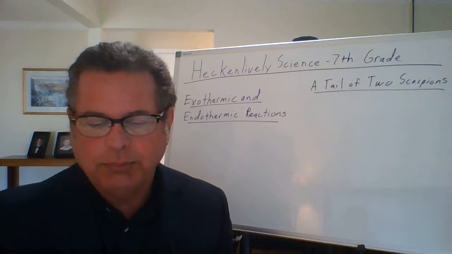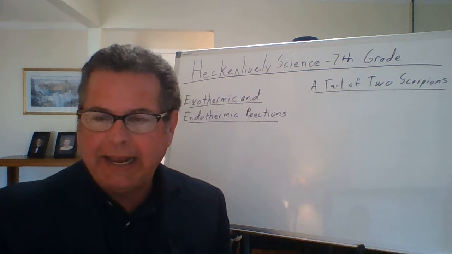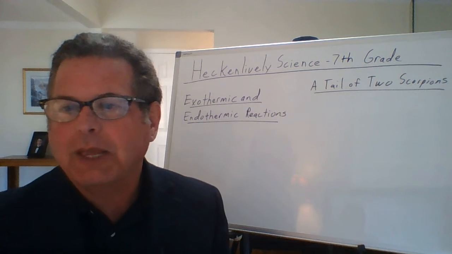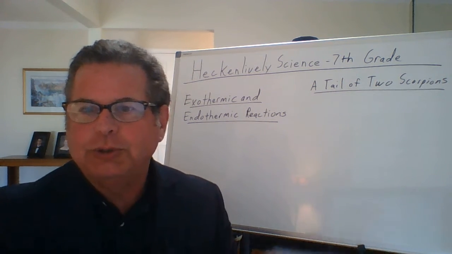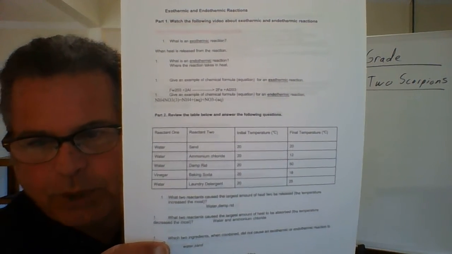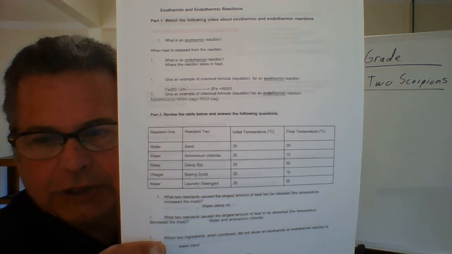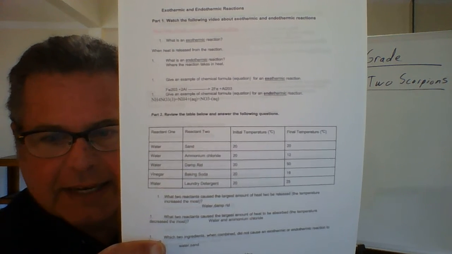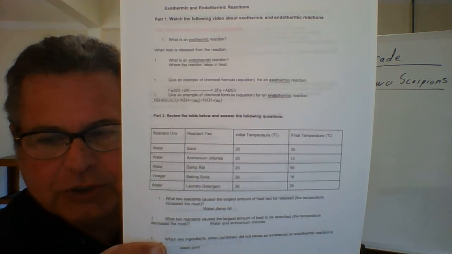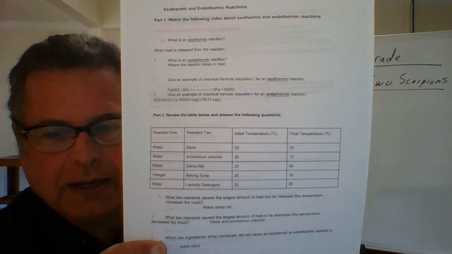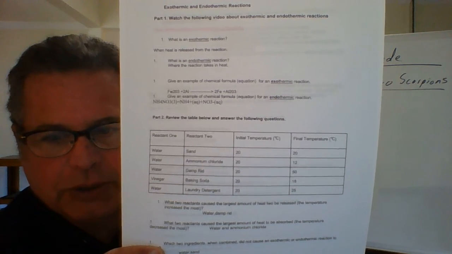Okay, and so I asked you to give some chemical formulas for an exothermic and an endothermic reaction. And if you were stymied by that and saying, oh, I don't know any, well, all you had to do was look at the table. When you see reactions that cause an increase in temperature, that is an exothermic reaction. When you see a reaction that causes a decrease in temperature, that is an endothermic reaction. So you have all that information there.